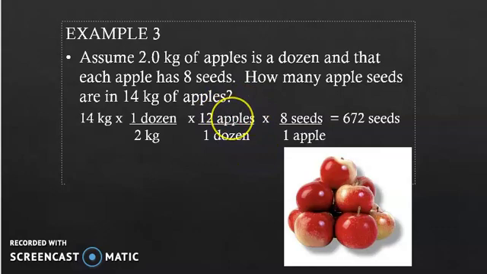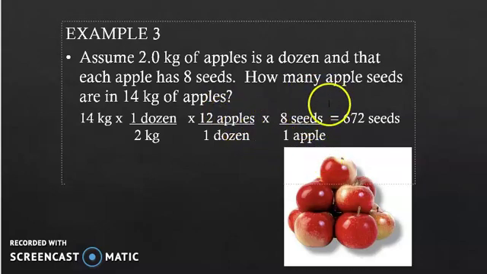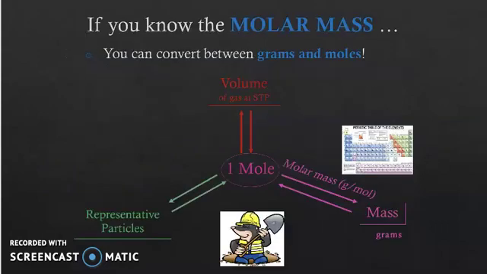Now I'm in apples. I want my apples to cancel out because I'm looking for seeds. So I put apples on the bottom here so that apples can cancel out. And then now I have 8 seeds, and seeds is what I'm looking for, so I can stop. Then I do 14 times 1 times 12 times 8. Divide by 2, divide by 1, divide by 1. And that's 672 seeds.